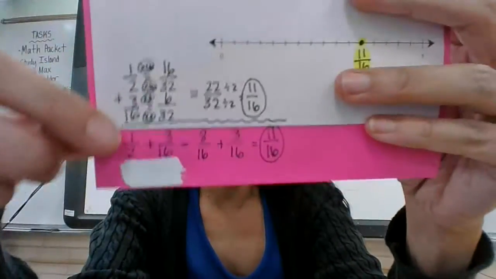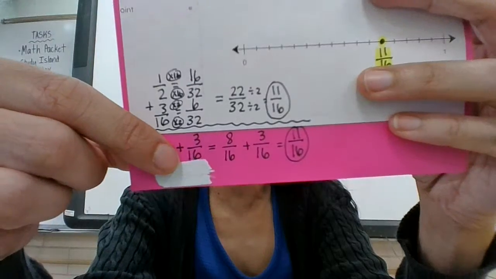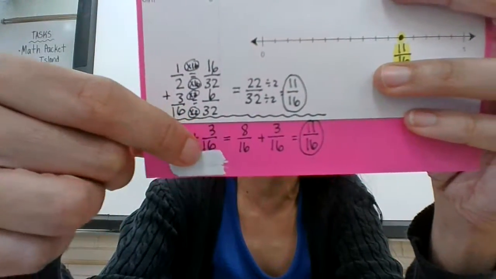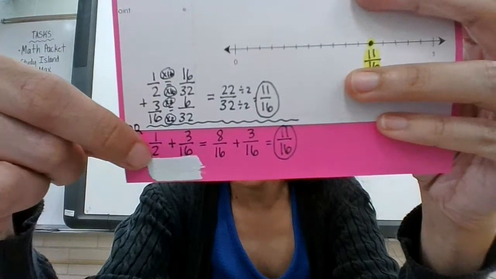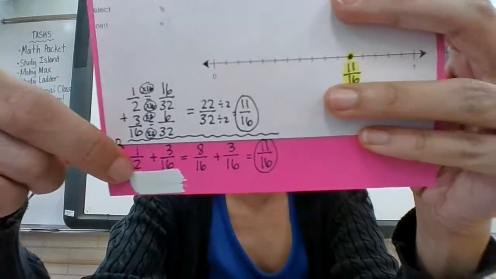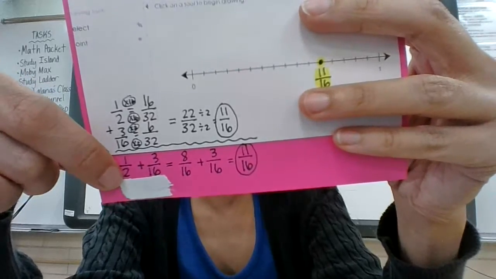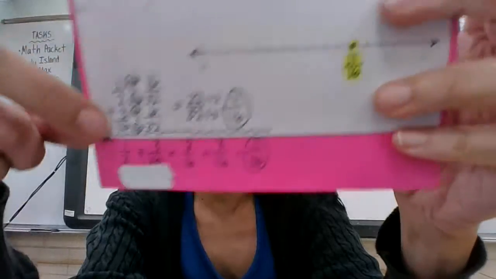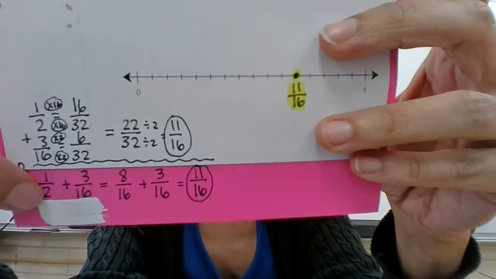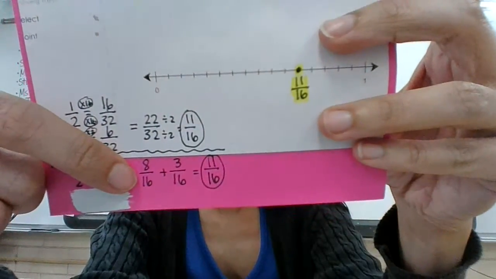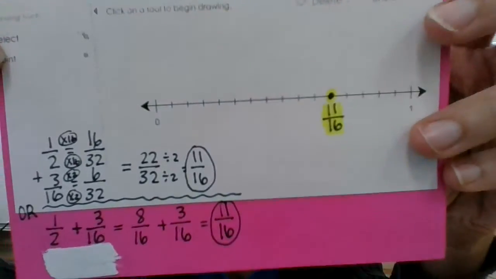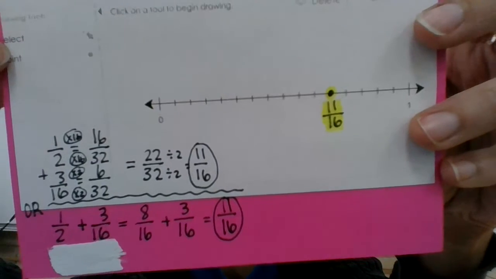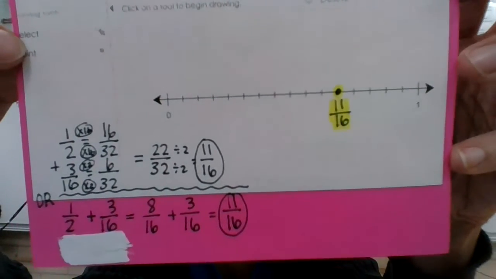Now for this one, instead of multiplying 2 and 16, I actually looked at the bigger number, which was 16, and I thought about, can I multiply 2 by anything? Yes, I can multiply 2 by 8 to get 16, which means I could just leave that 16 alone. So 2 times 8 is 16, so 1 times 8 is 8, so I wrote it right here. And that 3/16 stays the same. And now I get 11/16. That's already simplified, so I do not need to simplify that one.